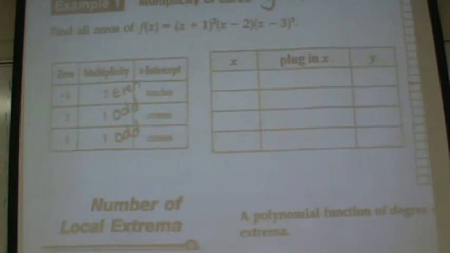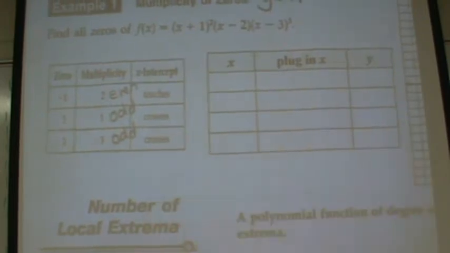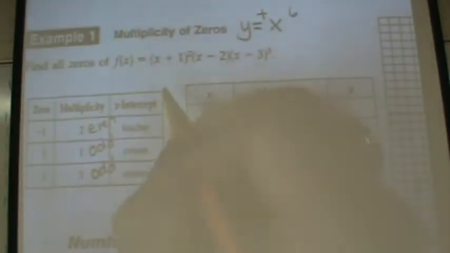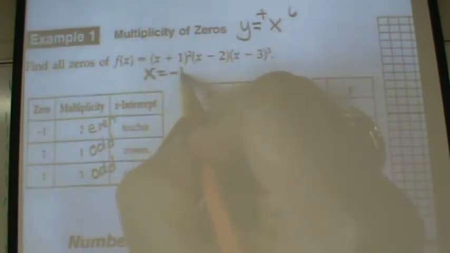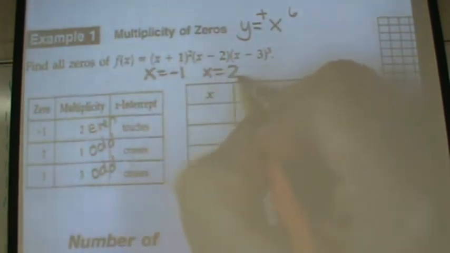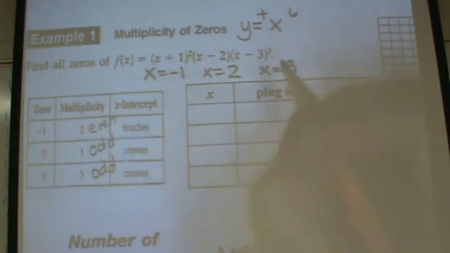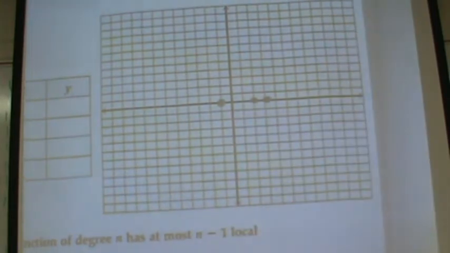So now, how are we going to sketch the graph of this? Well, what are your zeros? -1, 2, and 3. So let's put a dot at -1, a dot at 2, and a dot at 3. Knowing that the left and the right side have to both go up, but at -1, what does it do? It's going to touch.